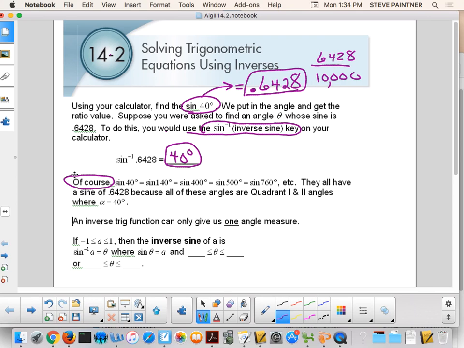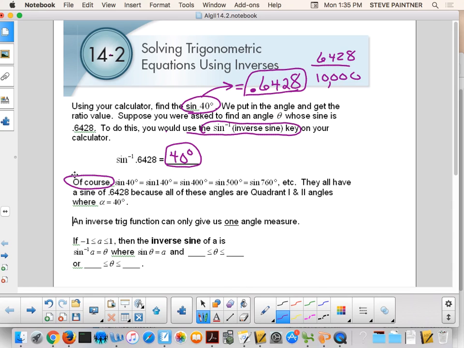Of course, they expect you to know this. Sine of 40 is the same as sine of 140, which is the same as sine of 400, which is also the same as sine of 500, and sine of 760. Does that make sense to you? Because it's the same angle. Okay. Roughly.